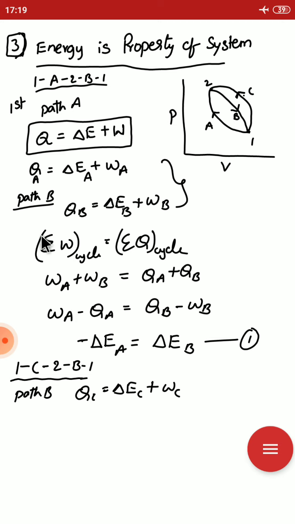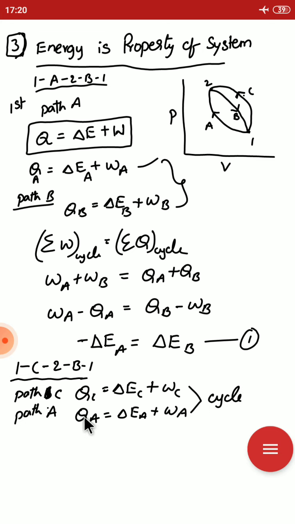For path A, already there. From this, Q of A equals change of energy of A. This is for path B. This is path C. This is path A. Path A and path C together consist a cycle.